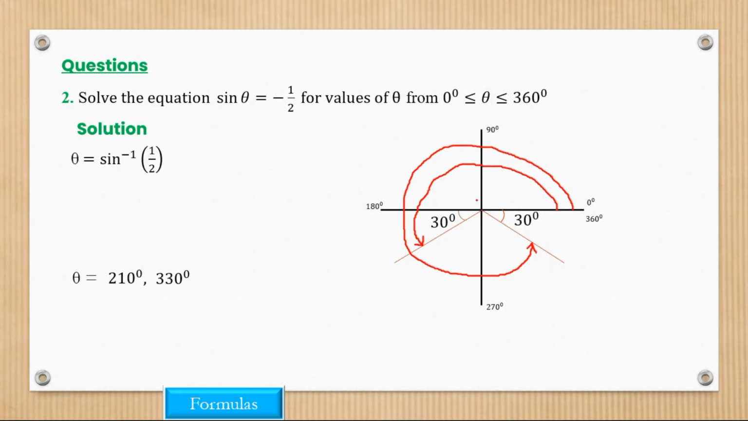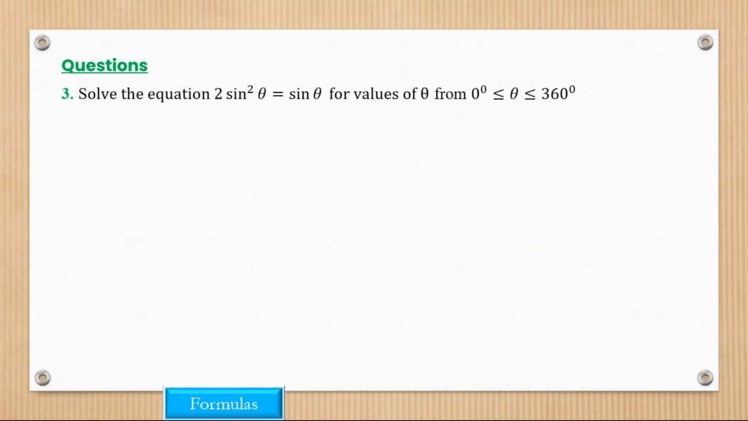Then if this is a positive value, you actually place these angles in regions where that is positive. I hope that makes sense. All right, so let's move to the next one.